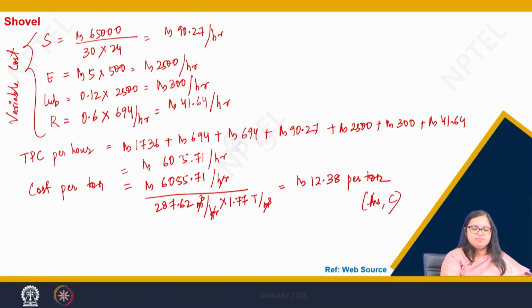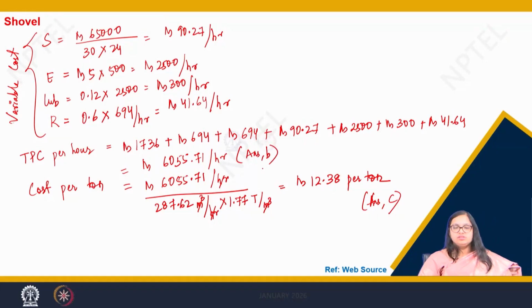So, this is my answer B. So, this is how we solve the problems when the production cost and capacity of the shovel is asked in the question to be calculated.